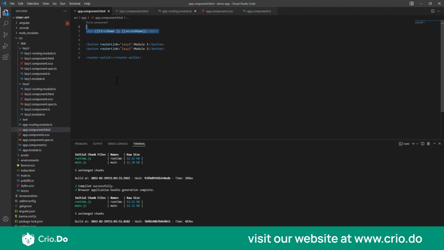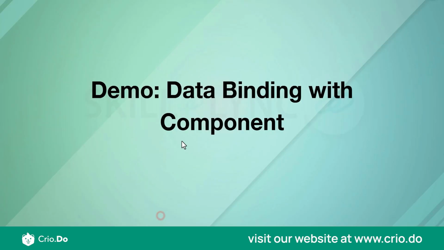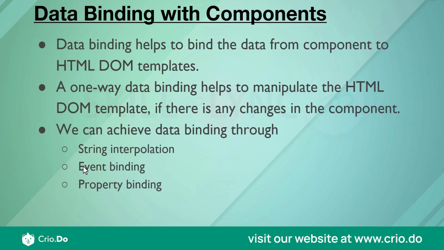So the next part we will understand is, if you go back to the slides, you will see that there are two other things we can do. One is event binding and one is property binding. Let's also try to understand what each of these means.